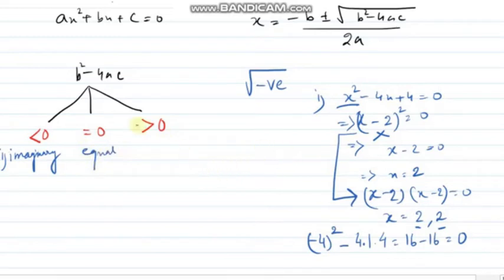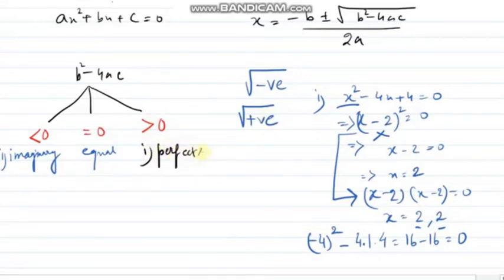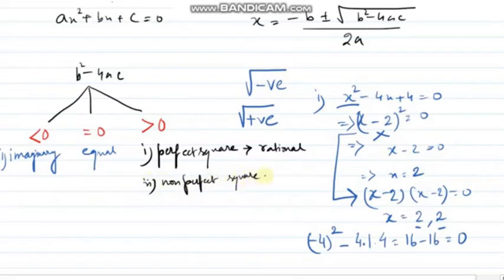If this is greater than 0, we can have two cases. If it is the square root of some positive number, my first case is if this is a perfect square. We know the square root of a perfect square number is a rational number, right? And the square root of a non-perfect square number is an irrational number. So if this is greater than 0, that time we will get these things.